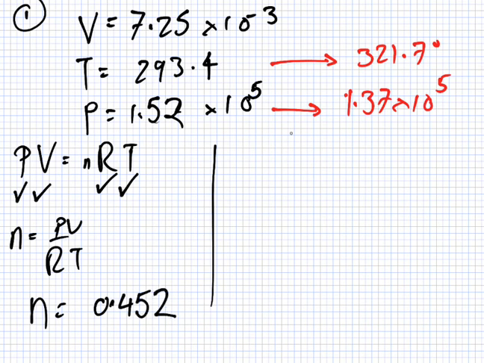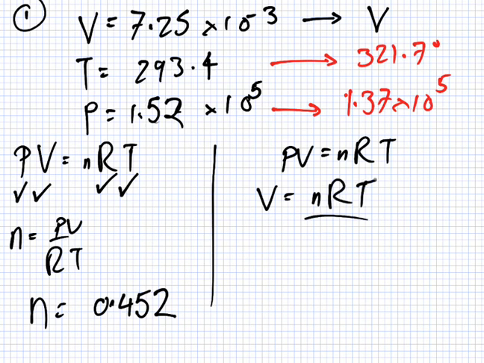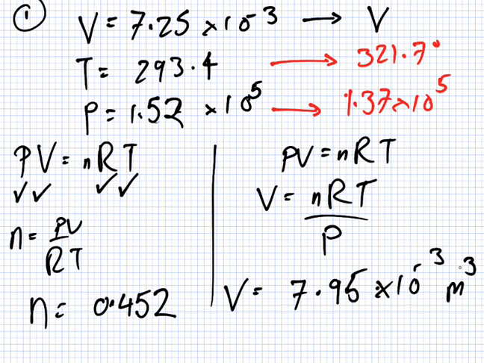Yes. Okay. Now here, what do they want? They want to know what the V is. It's different now. So PV equals nRT, so V equals nRT over P. So the n times the R times the T divided by the P. Quite small, yeah. 7.95 times 10 to the minus 3 meters cubed. Did you get that? Okay, good. So that's number 1 taken care of, so let's have a look at number 2.